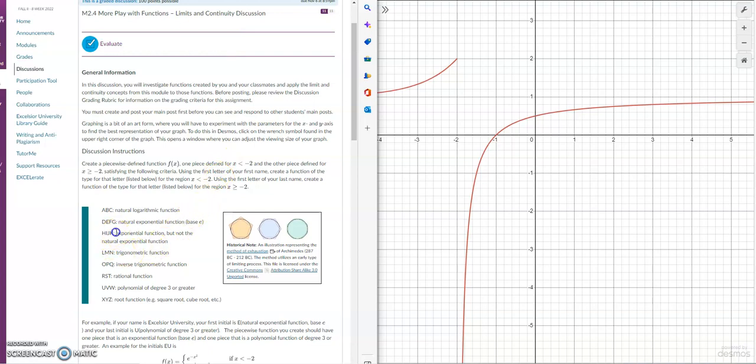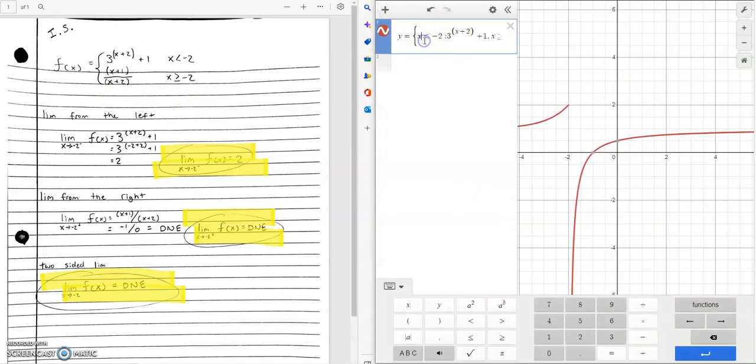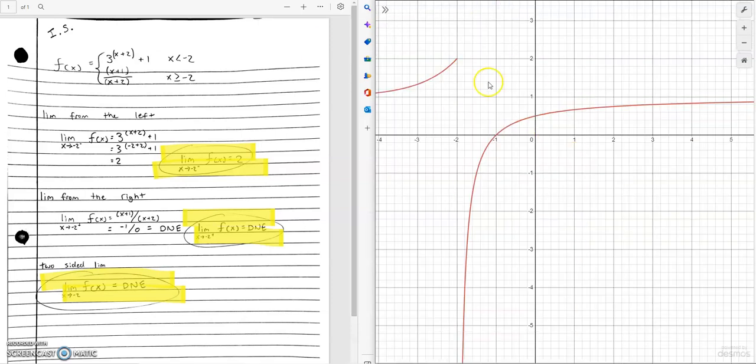Using my name, I got an exponential function for my initial function and a rational function for my secondary function. I chose to express it as follows: 3 to the x plus 2 power plus 1, and x plus 1 over x plus 2. When you throw that in Desmos, it looks like this. And here's our graph.